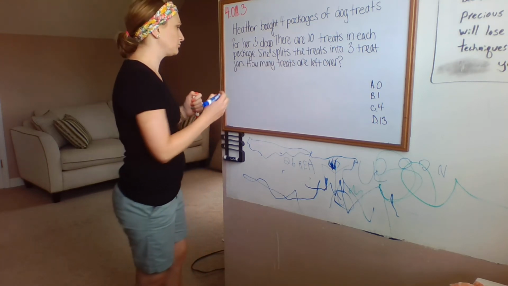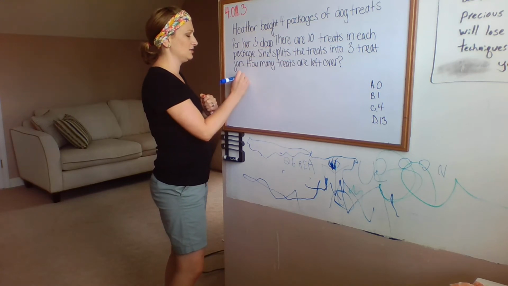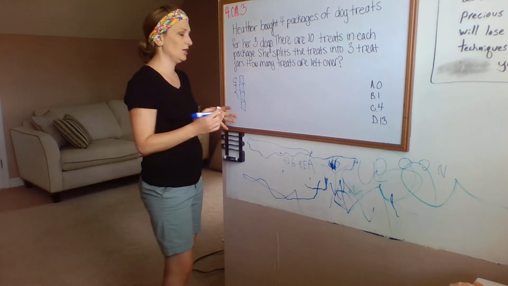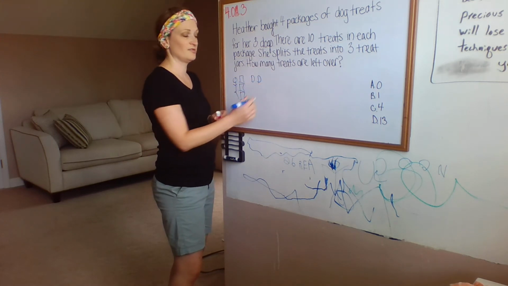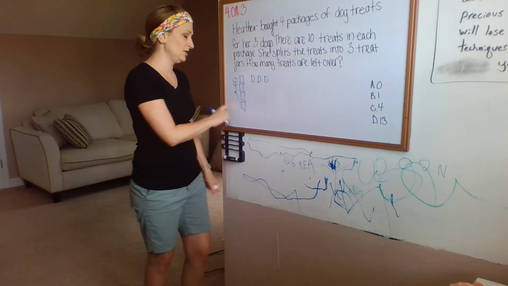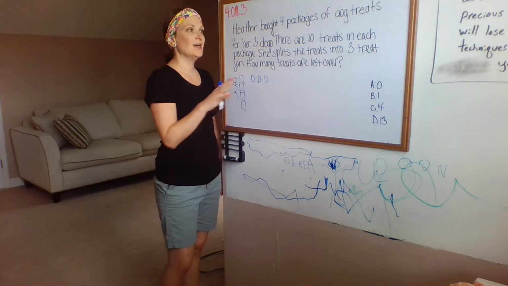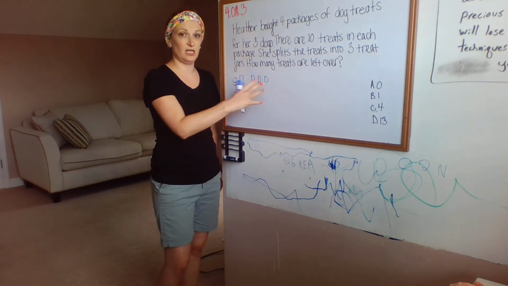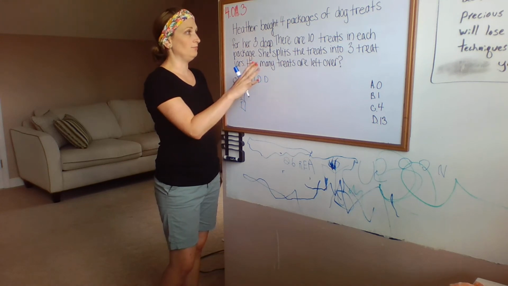So we got Heather, and she has 4 packages of dog treats, okay? And then she's got 3 dogs. I'm not an artist, so we're just going to do D for dogs. So there's Heather, 4 packages, 3 dogs, okay? I don't have a total except for the amount of dogs that she has. I don't know how many treats she has, so we keep going, okay?